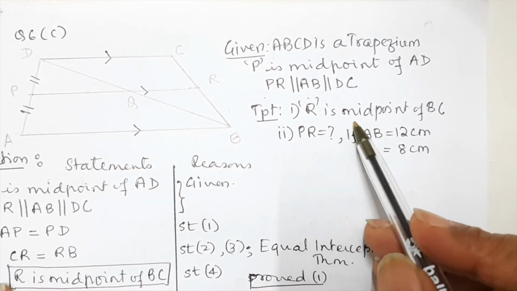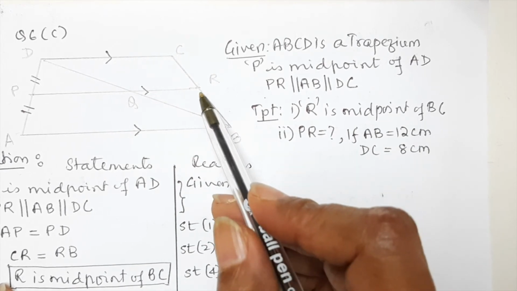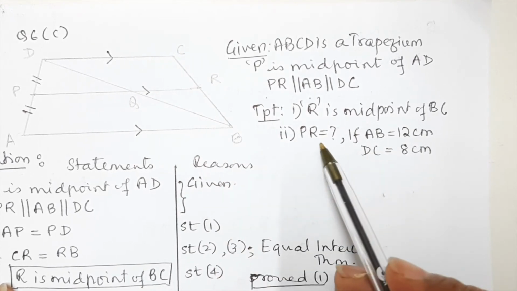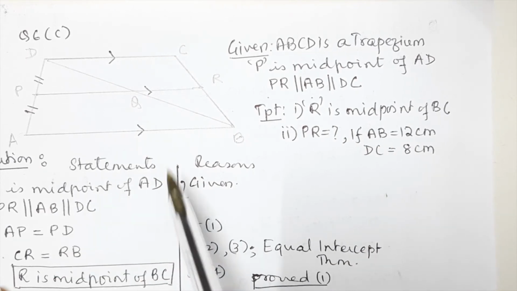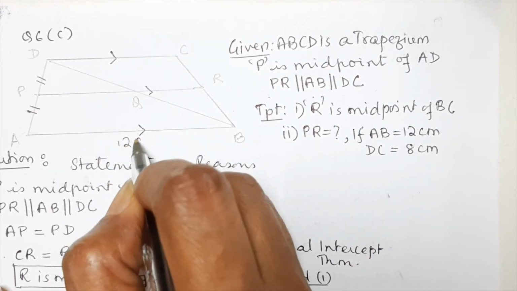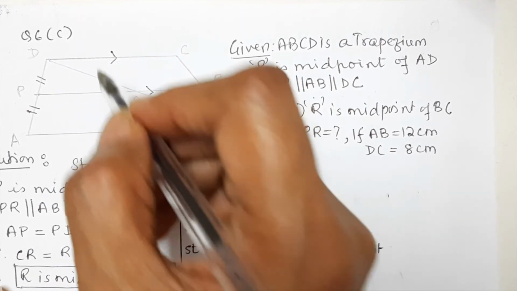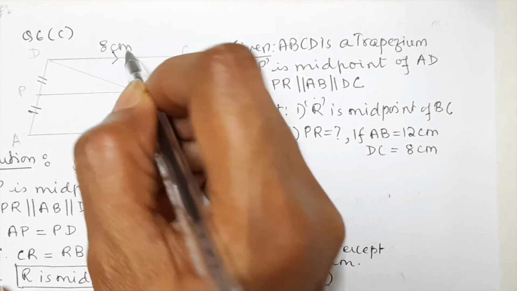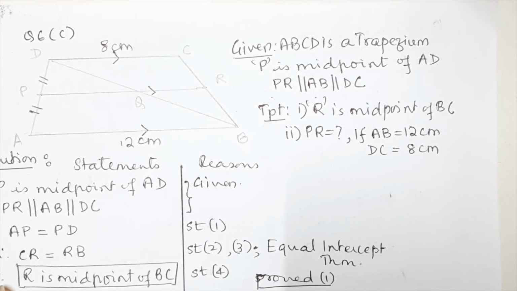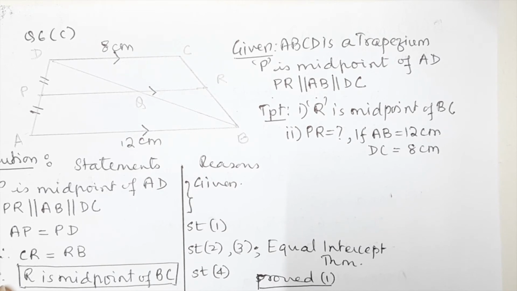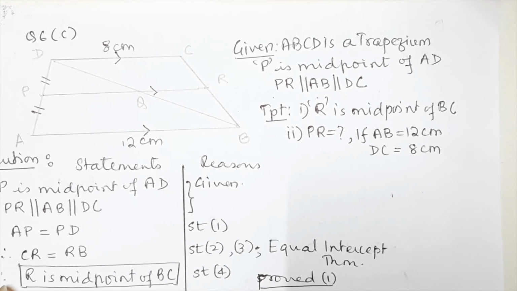To prove that R is the midpoint of BC, so R midpoint of BC we have to prove, and PR is to be found out if AB is 12 centimeter and DC is 8 centimeter. Now whenever I'm solving a question, ideally after this you should put the video on pause, work it out and then check it out. Alright, so you have drawn the diagram, and now let us look at our solution.